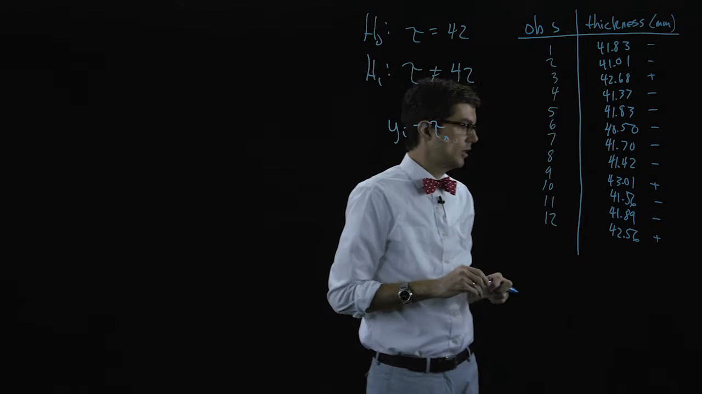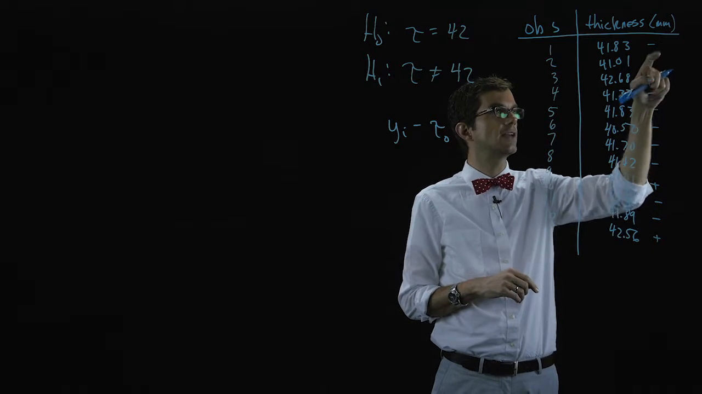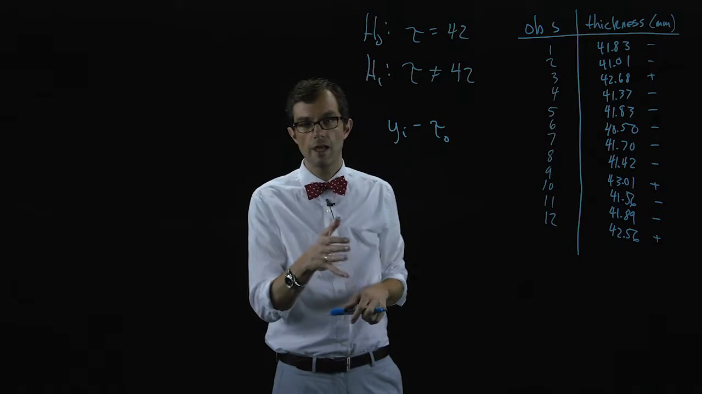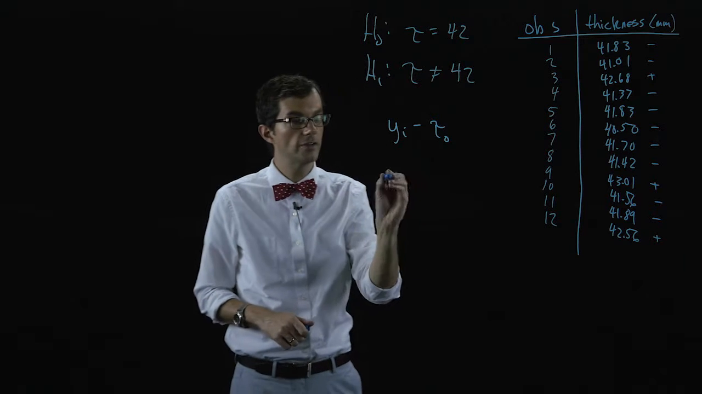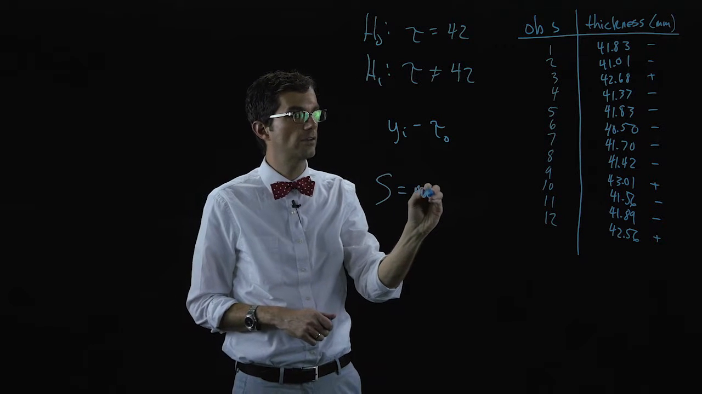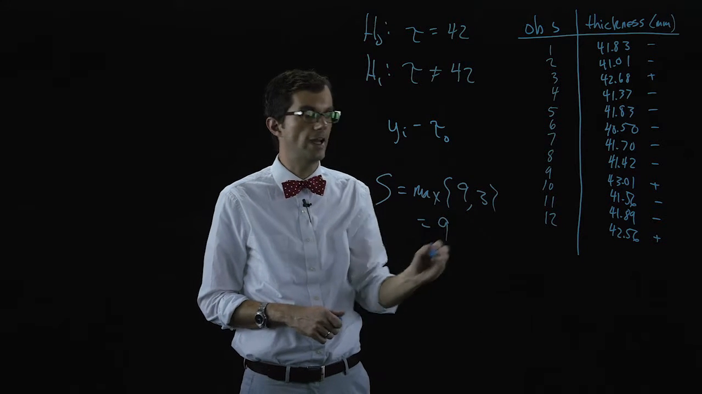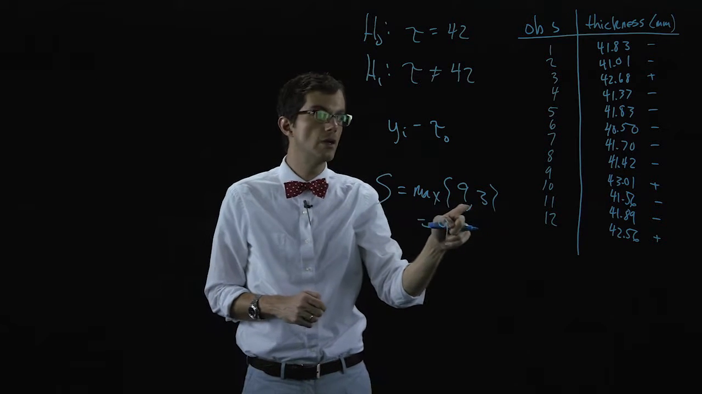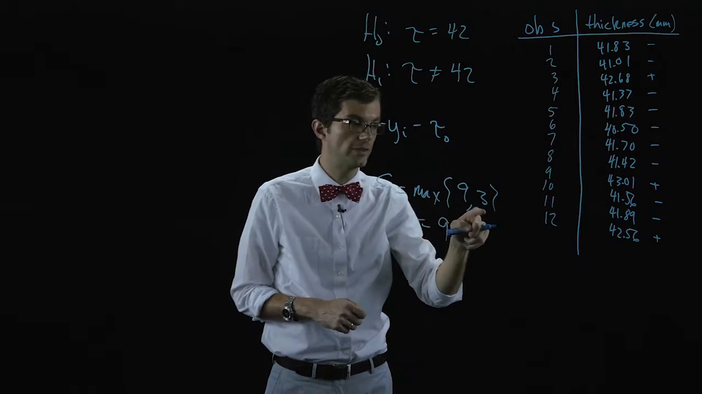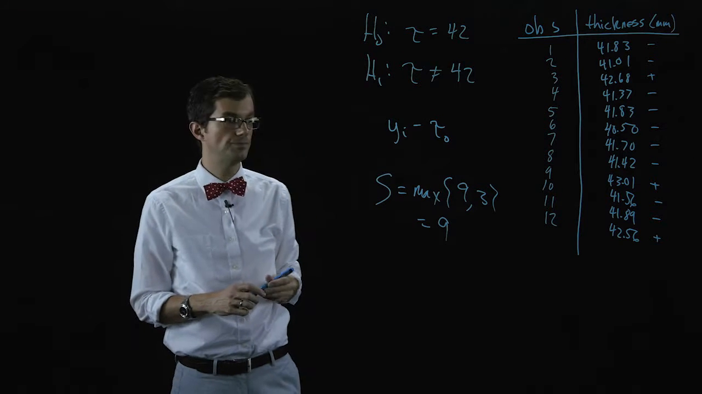Okay, so if we work this out, we should get 1, 2, 3, 4, 5, 6, 7, 8, 9. 9 lie below and 3 lie above. So S is going to be the max of 9 and 3, which is 9, because we have a two-tailed test. We want to pick the bigger of the ones that lie above and the ones that lie below. So S here is going to be 9.